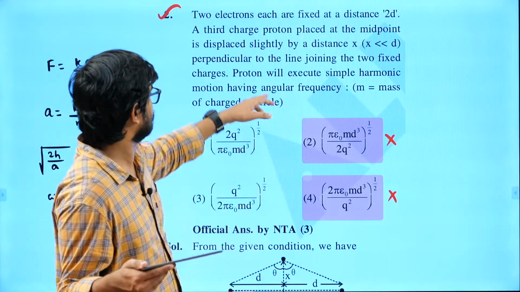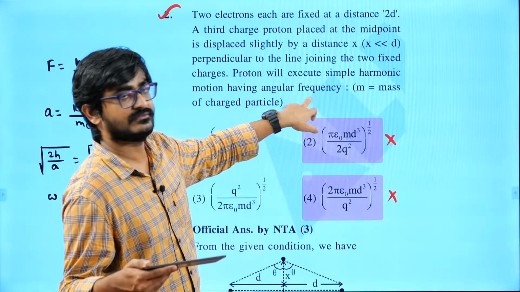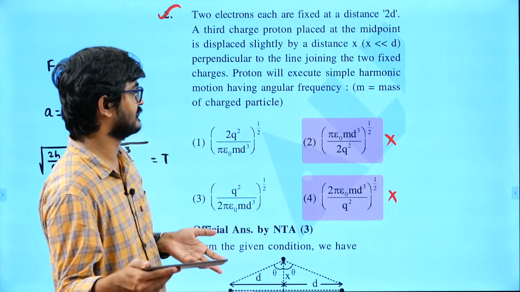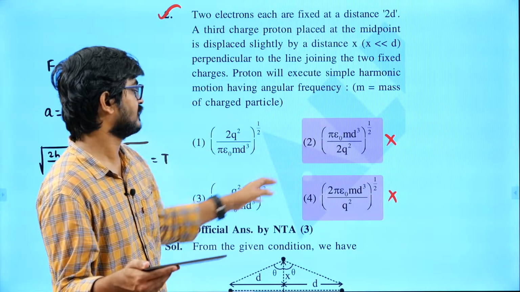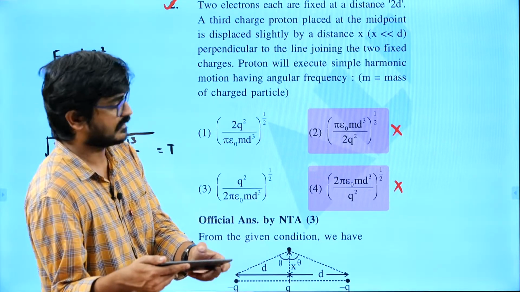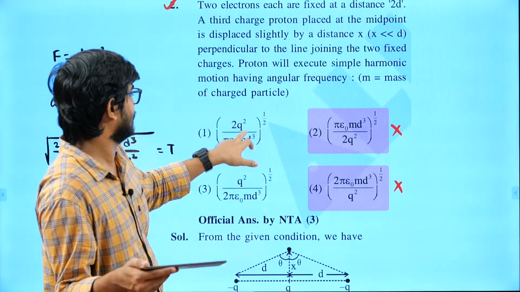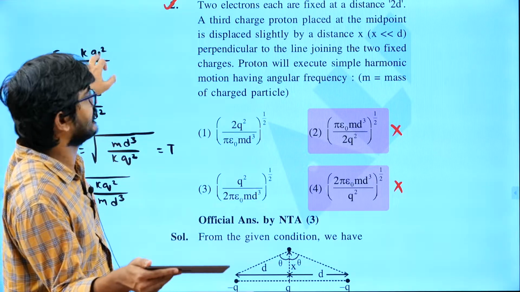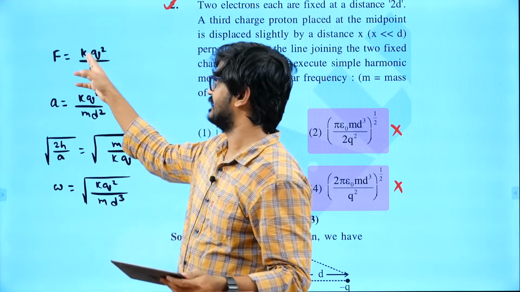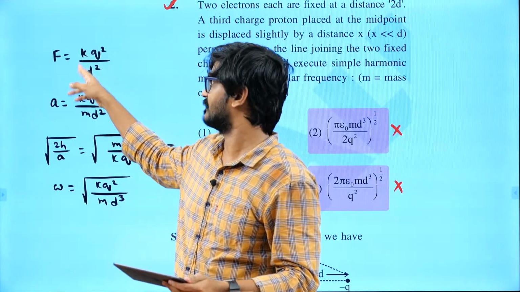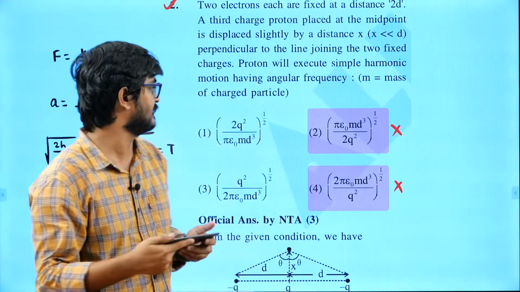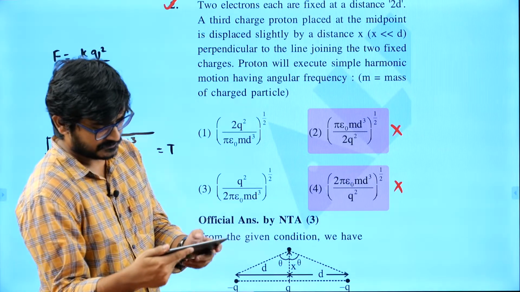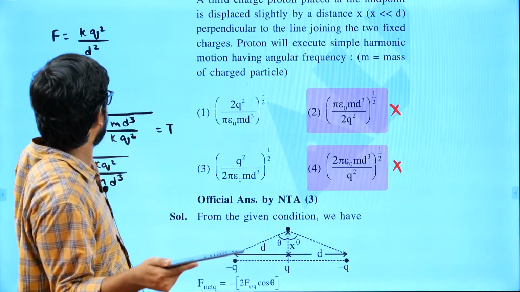Now by looking at the options, I have to find angular frequency. Angular frequency is 1 by t dimensions. Now I want to see which of the options will be having dimensions of 1 by t. For that, I can see epsilon d square q square is coming. The first thing which comes into my mind is kq square by d square, which is same as k includes epsilon naught, right? So 1 by epsilon naught q square by d square dimensions will be same as force. So acceleration dimensions will be this much.